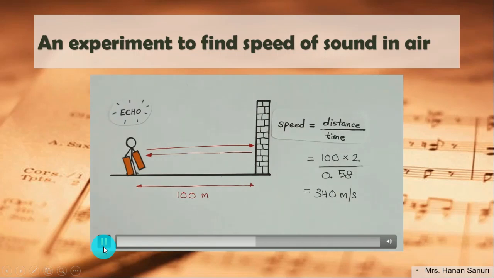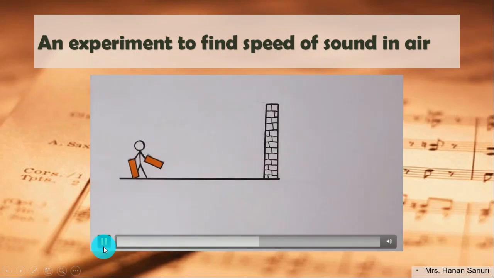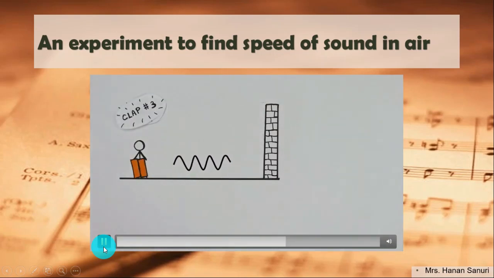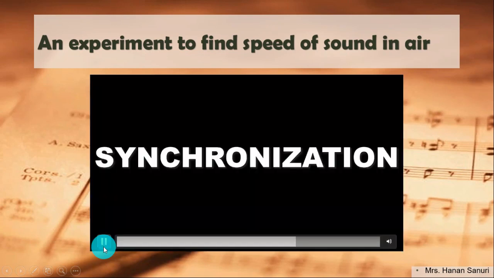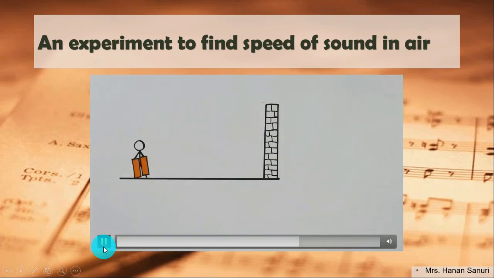To reduce human error, let's try this. Get this man to clap the blocks 10 times. After the first clap, the sound wave travels there and back. And when he hears the first echo, he claps a second time. After the second echo, he claps a third time, and so on. It'll probably take him a bit of time to get into the right rhythm for synchronization. Once he gets going, we will time 10 claps.